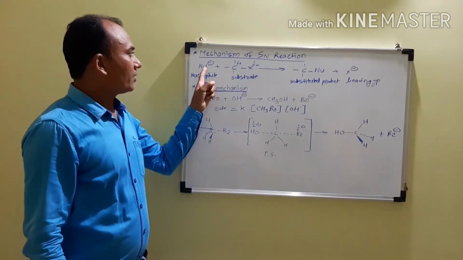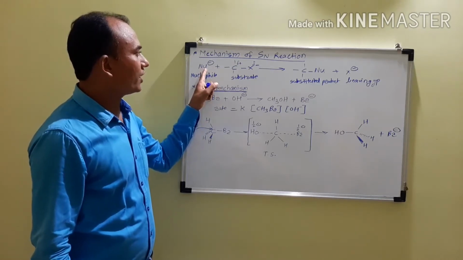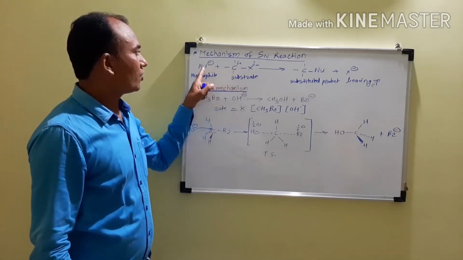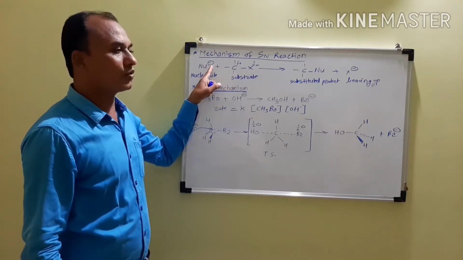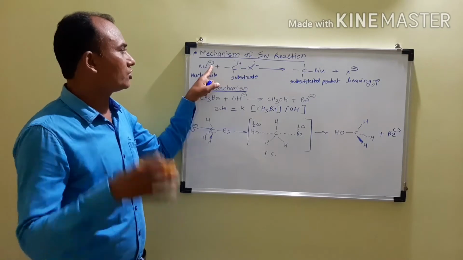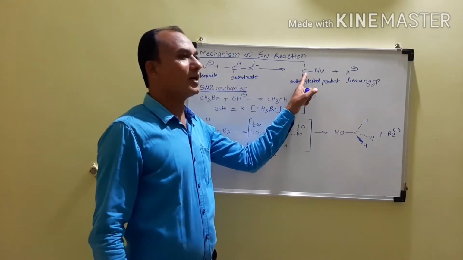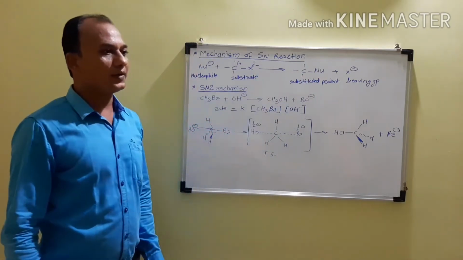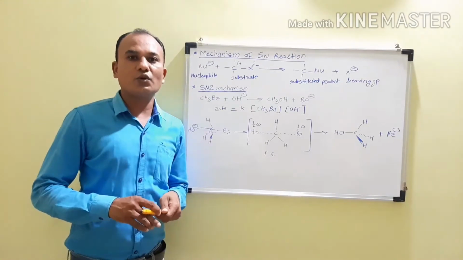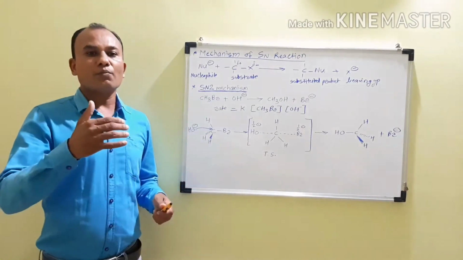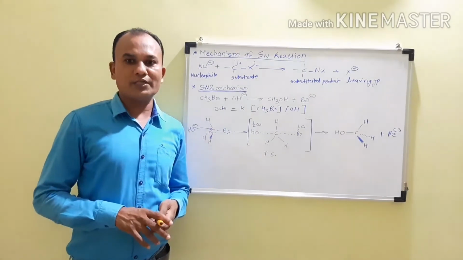After that, at the same time, there will be a formation of a bond between the nucleophile and the carbon, and for this bond formation, the nucleophile uses the electrons present on the nucleophile. Then there will be a formation of a bond between the carbon and the nucleophile. So if you observe this nucleophilic substitution reaction, bond breaking and bond making, these two processes take place.